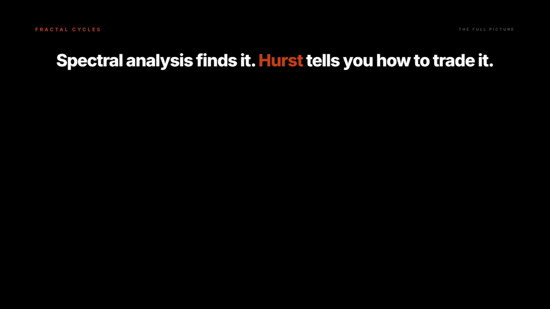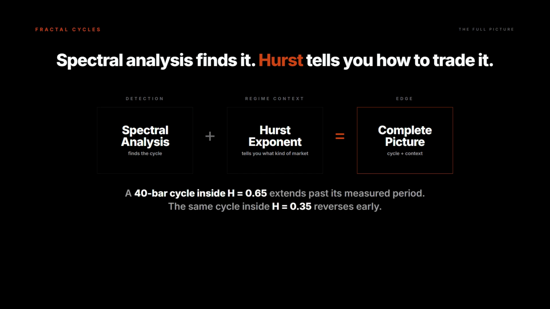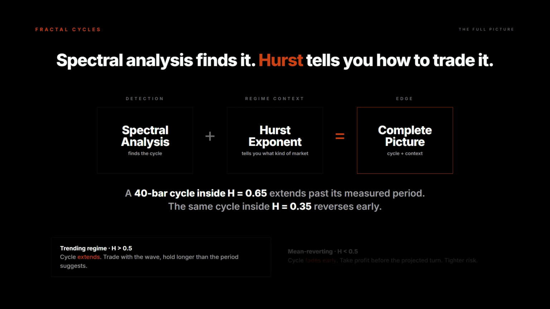This is also where the Hurst exponent comes back in. A strong 40-bar cycle inside a trending regime tends to extend beyond its measured period. The same cycle inside a mean-reverting regime tends to reverse early. Detection finds the cycle. Hurst gives you the context that tells you how to actually trade it.